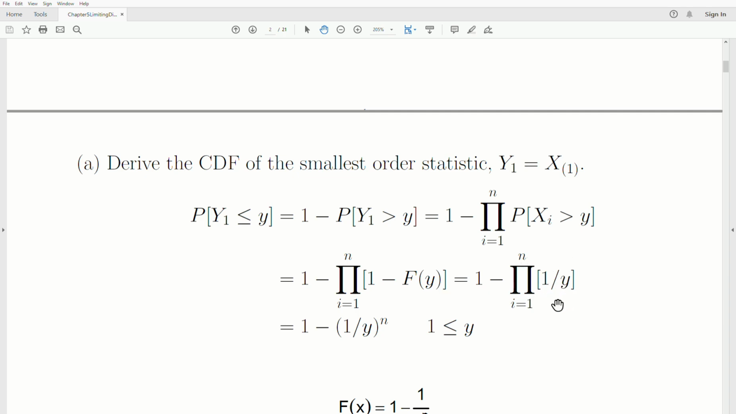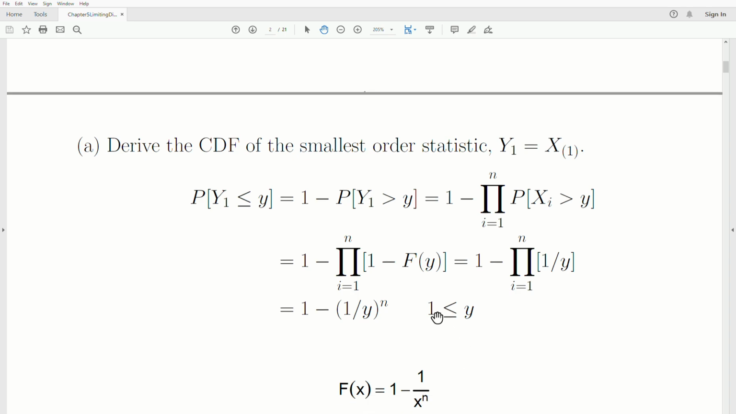Now notice there's no index on this, so it's multiplied by itself n times, and we get this. And so this is the CDF of the smallest order statistic, and this is for y greater than or equal to 1.